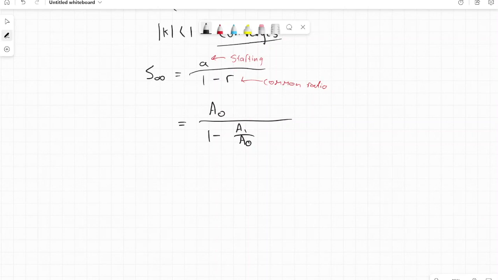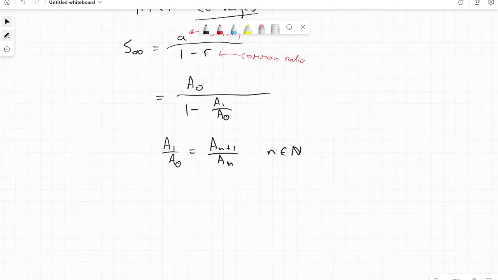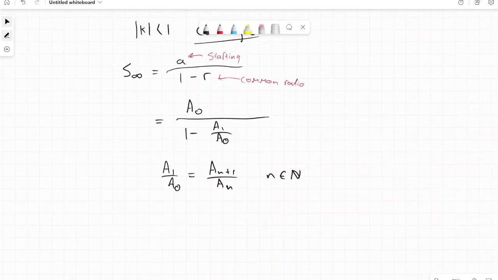I suppose a more technical way of writing this common ratio would actually be a n plus 1 over a n, where n is a natural number. But that's kind of one of those maths things that is probably not really going to cost you points. It's still good to understand what that means. So we'll say a n plus 1 over a n.